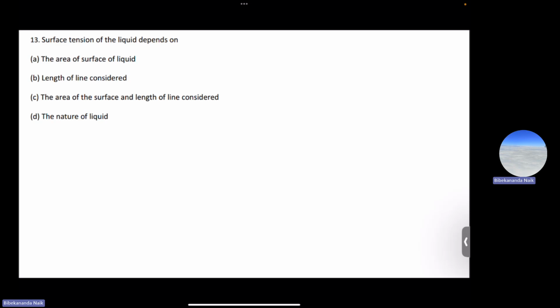Now question number 13. Question number 13 says surface tension of the liquid depends on, options are option A, the area of the surface of liquid, option B, the length of the line considered, option C, the area of the surface and length of the line considered, and option D, the nature of the liquid. So we know surface tension. What is surface tension?